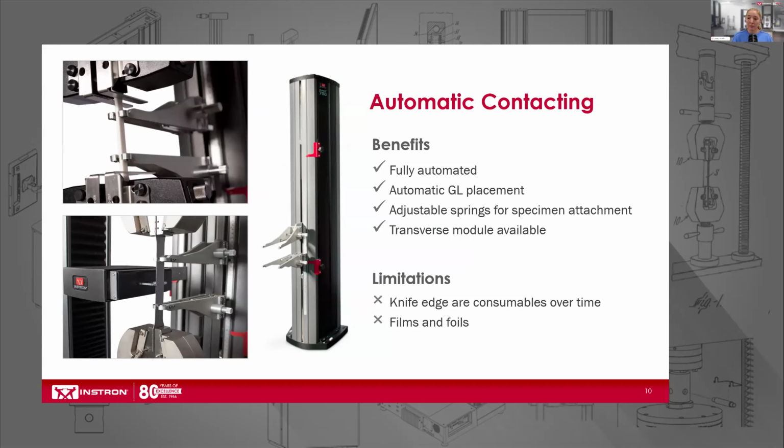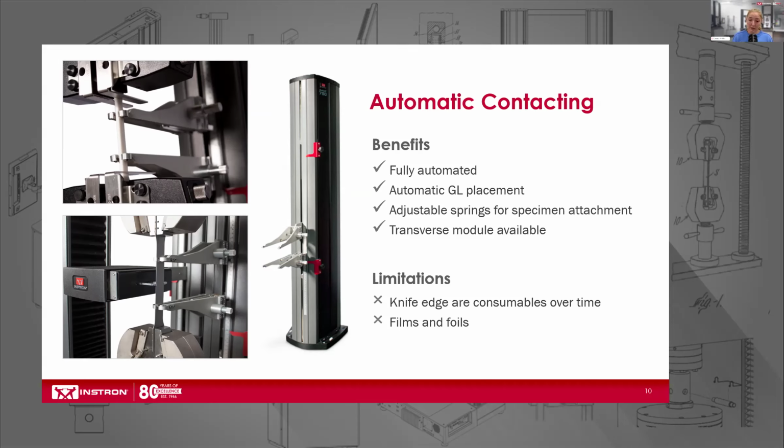Unlike the long travel, the AutoX, our automatic contacting extensometer, is designed to eliminate the need for operator involvement in the attachment and removal process. It has motorized arms that will position themselves to the specified gauge length that you set in the software. It'll automatically apply the knife edges to the specimen surface. You can see in the images on the left that there are knobs on the sides of the arms. Those are adjustable, so you can either increase or decrease the tension to best suit the material that you're testing.